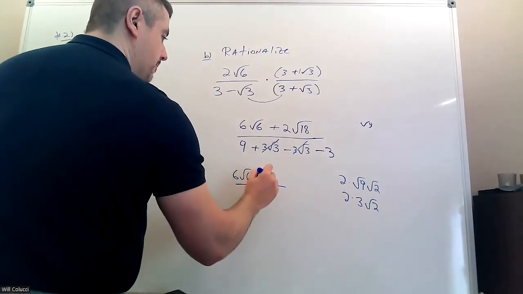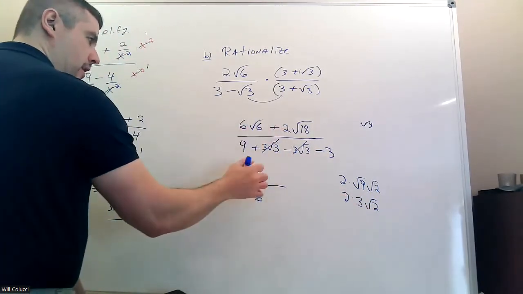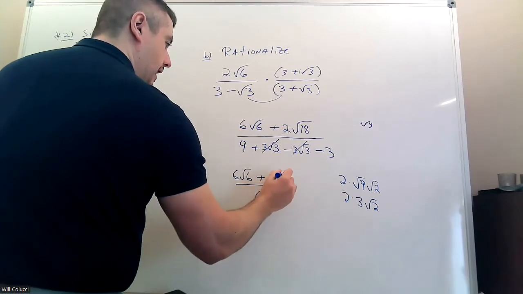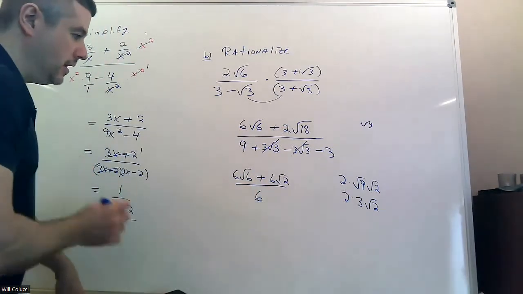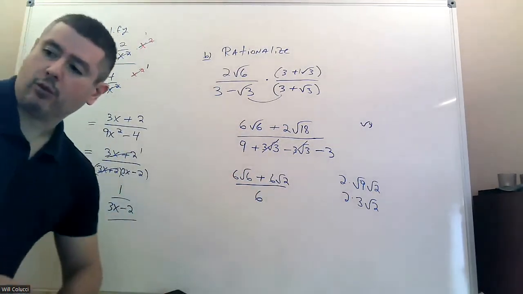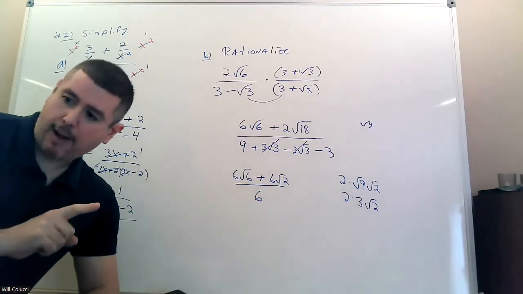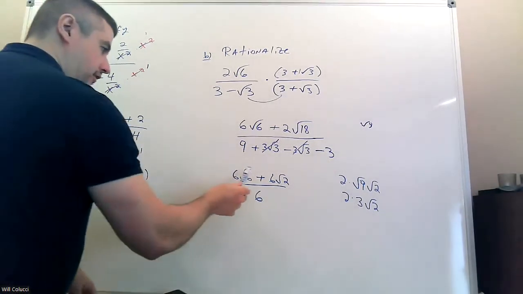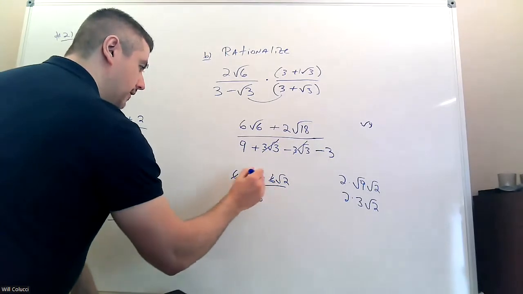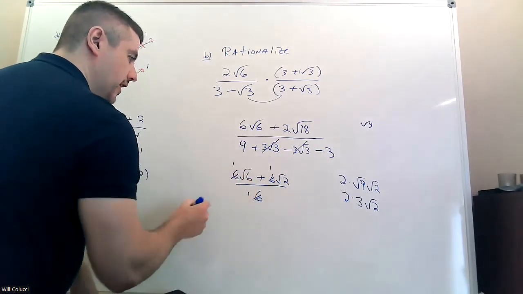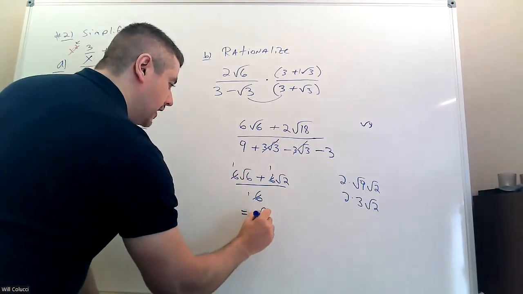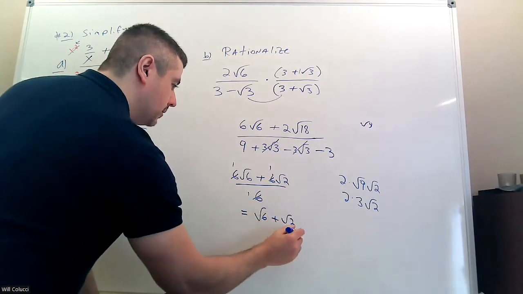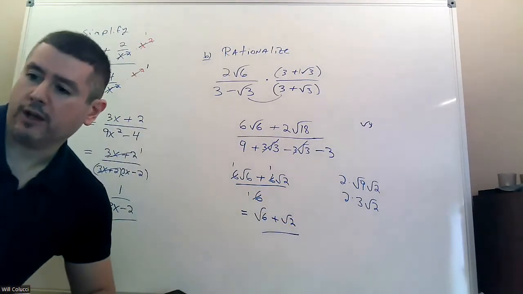You hook them up. Remember, this is a positive. So you're going to get 6 radical 2 over there. Now, you might want to just cross those out, but it doesn't work that way. As long as everybody on the top is divisible by 6, you can cross them all out at the same time and just put all ones there. So you get radical 6 plus radical 2. All done.